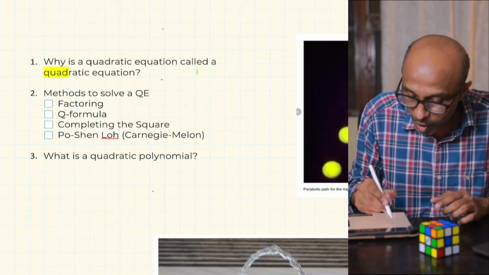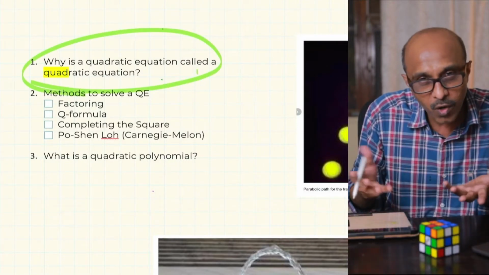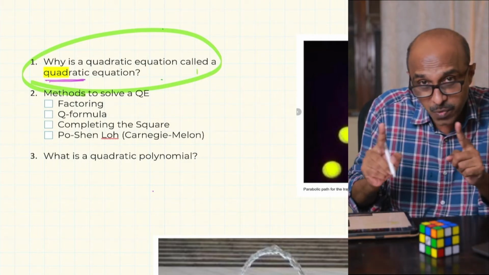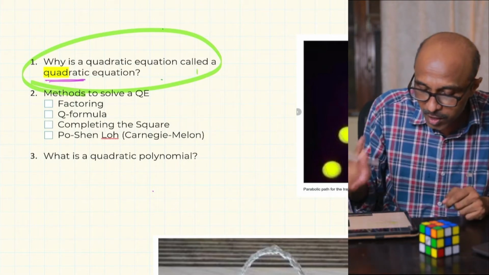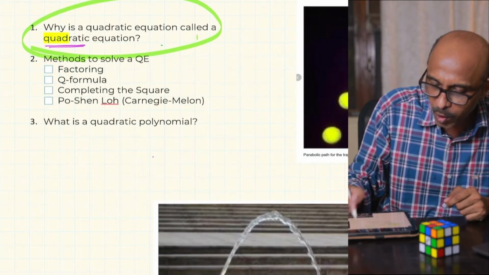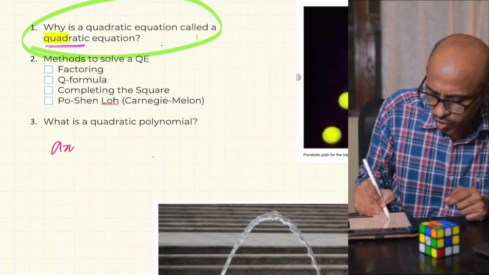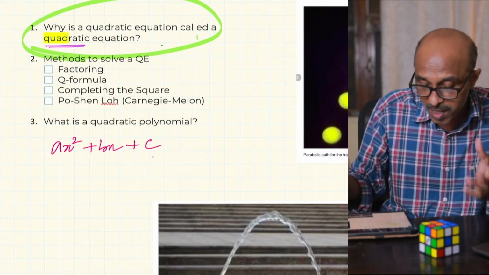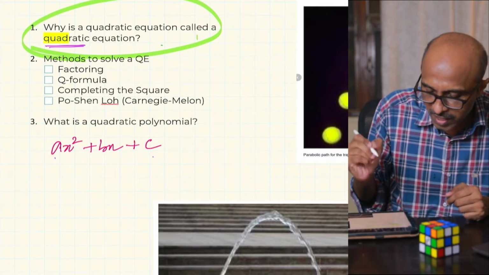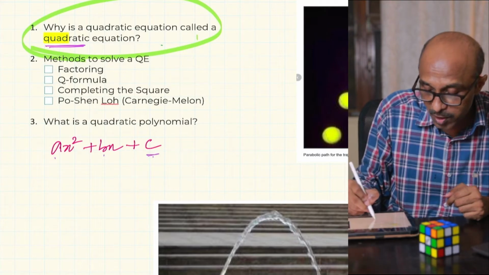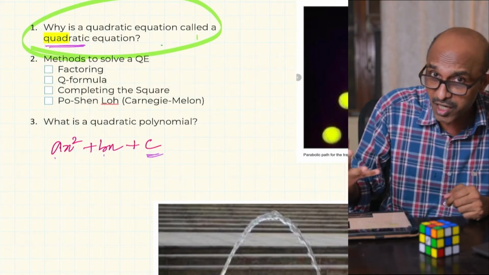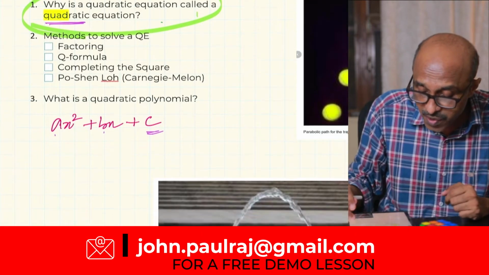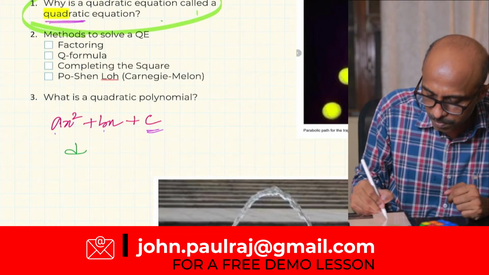The first thing that I want us to all consider is, why is a quadratic equation called a quadratic equation? I'm emphasizing this word, quadratic, quad, okay? Because a quadratic polynomial has the form ax squared plus bx plus c. All right, that's the general form of a quadratic polynomial, where a is called the coefficient of x squared, b is the coefficient of x, and c is called the constant term. They can be real numbers, they can be rational numbers, depending upon the field that you're studying this quadratic polynomial under. Now, the degree of a quadratic polynomial is 2.